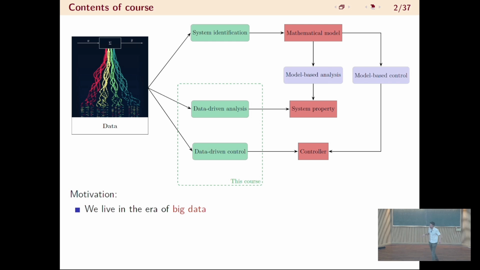Now, let me say a few words about the motivation for that pipeline. Well, first of all, we live in an era of big data. Data is widely available, and the question of how to use that data for control design is a very relevant one. Secondly, the systems in engineering are becoming more and more complex, which means that maybe only modeling from first principles is not enough to achieve the performance that we want for such complex physical systems.